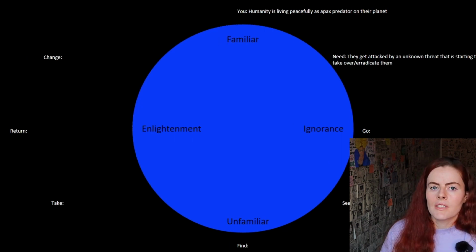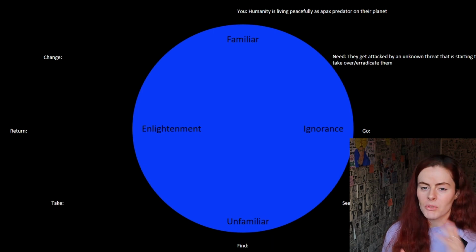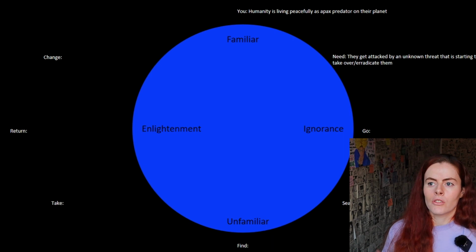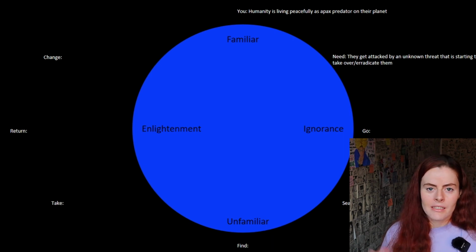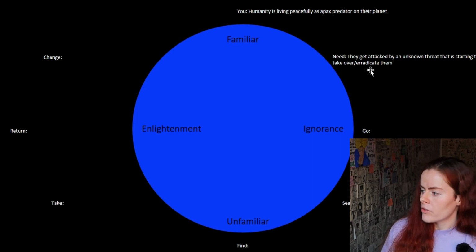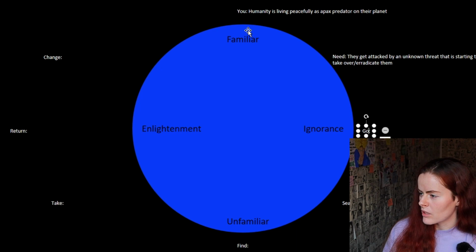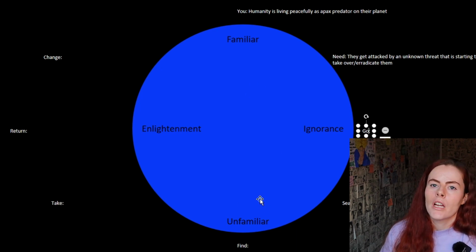So number 2 is the need. They have now been attacked by something they know nothing about. It's really just some sort of silent, creepy phenomenon that escalates quicker and quicker while they try to figure out what it is. So they need to find out what it is, and now they go somewhere, right? So where do they go? They started out in a familiar world and then they go into the unfamiliar.